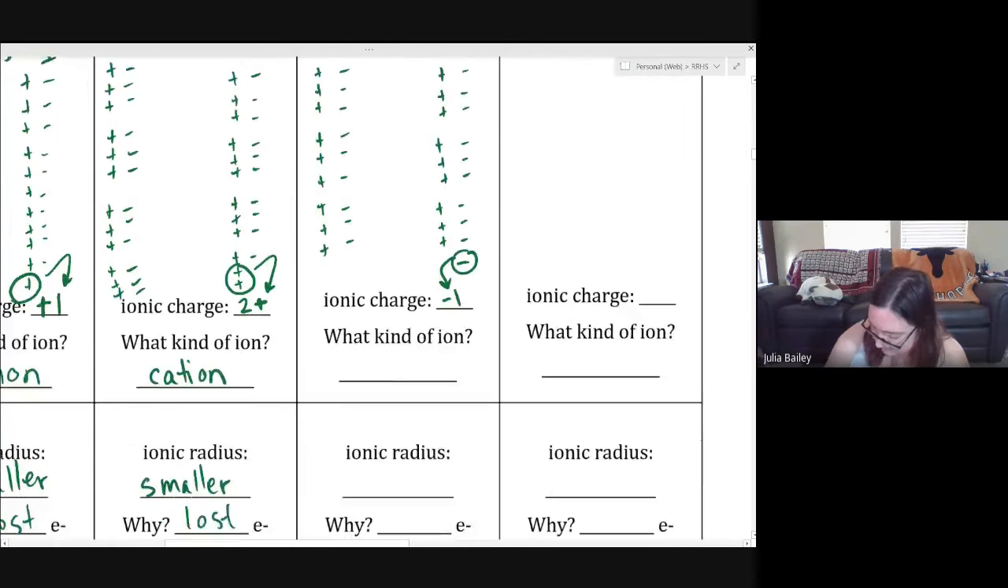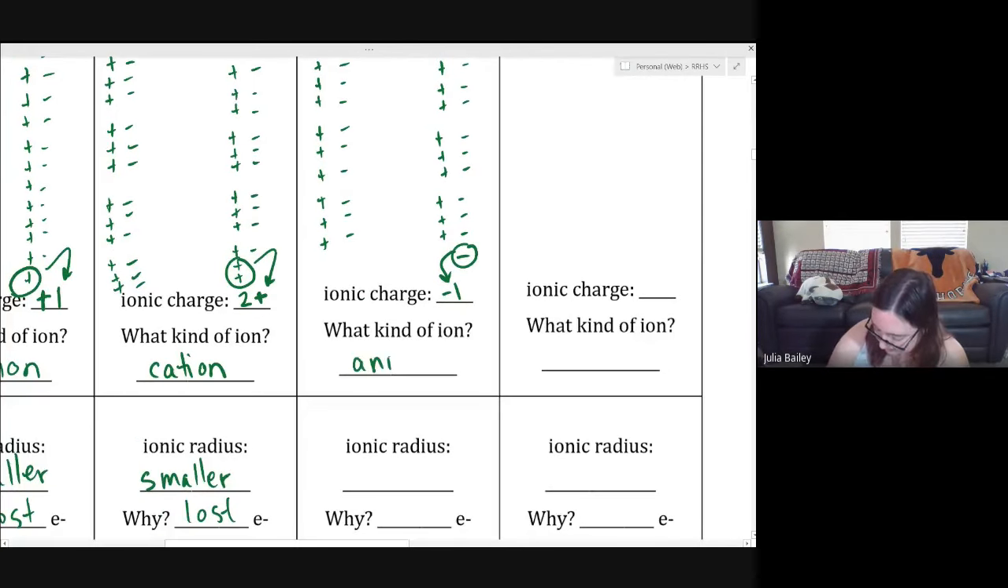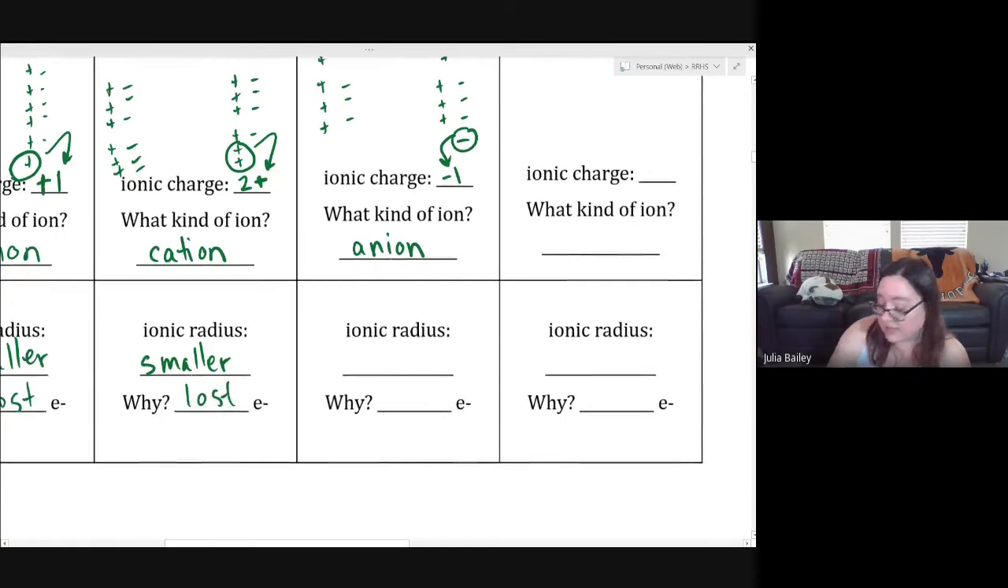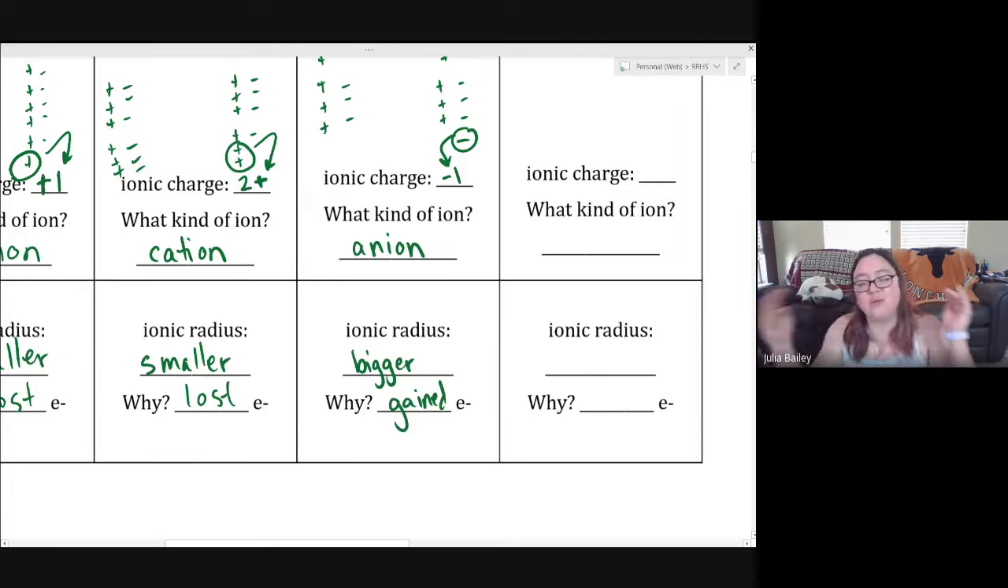What kind of ion has a negative charge? An anion. And what does that do to the radius? Well, when you gain stuff, it gets bigger. Because we've gained an electron, it actually ends up pushing the whole shell to be just a little bit larger and a little bit wider. Because those electrons in the shell are repelling each other. They're actually pushing each other a little bit further apart.